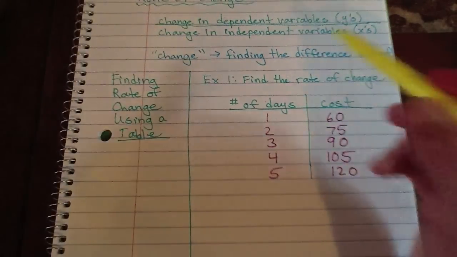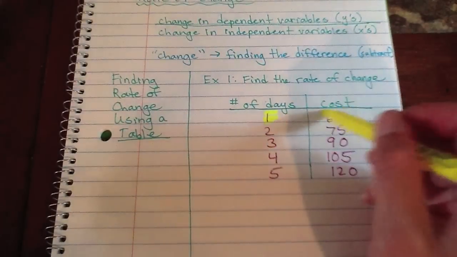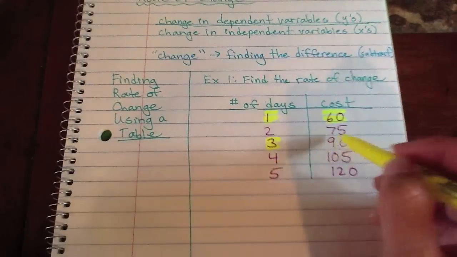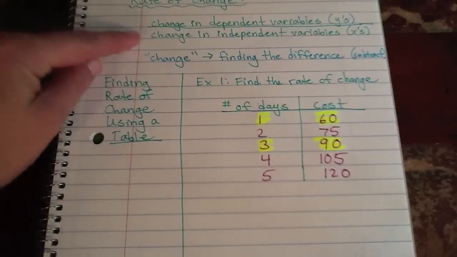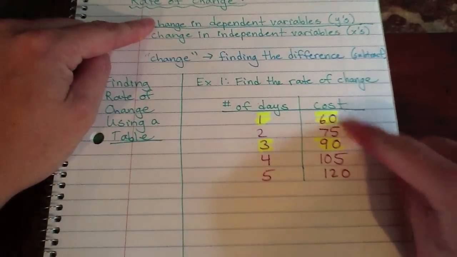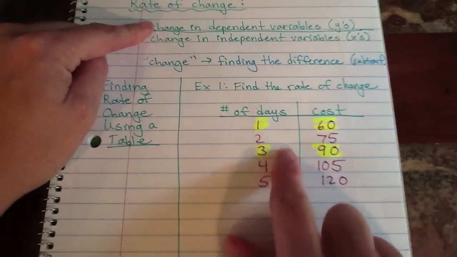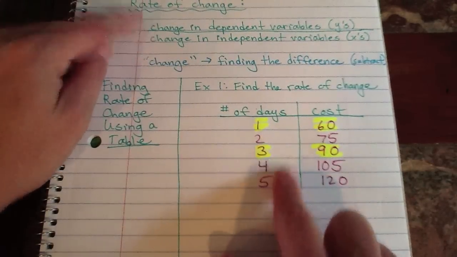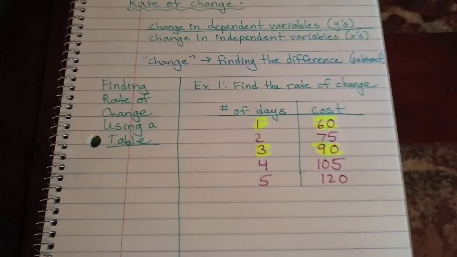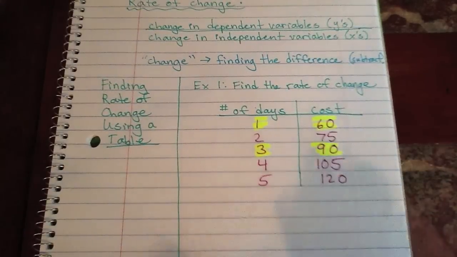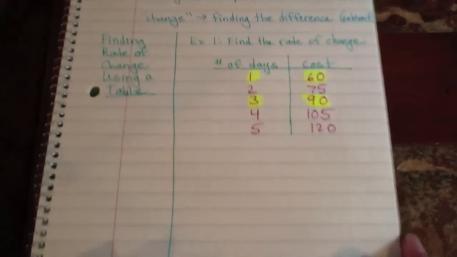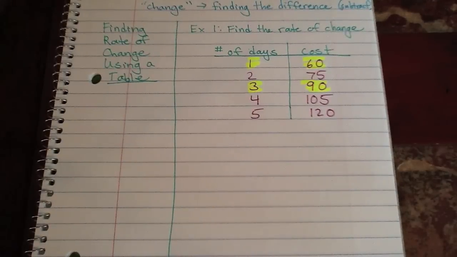So I'm just going to go ahead and pick 1 and 60, and 3 and 90. And now what I'm looking at is the change in my dependent variables, which are my y's, over the change in independent variables, which are my x's. I prefer things to be positive when they can, so in this case, when I go to look for my change in my y's, I'm going to choose 90 minus 60 versus 60 minus 90. But either one will work, and I'll show you both just so you see how that works.